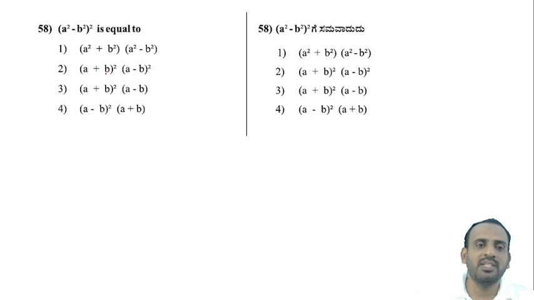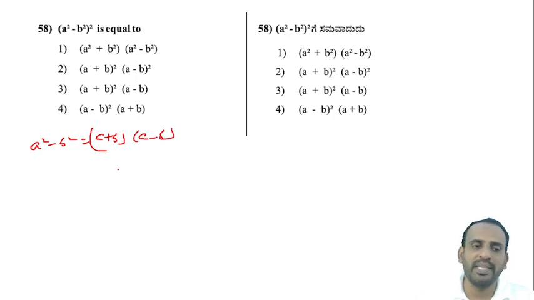a square minus b square whole square is equal to, what do we mean by that? It means a square minus b square, we know that very well. a square minus b square means a plus b into a minus b, correct? This is one of the identities. Now this whole square means we have to multiply this again, that's all.